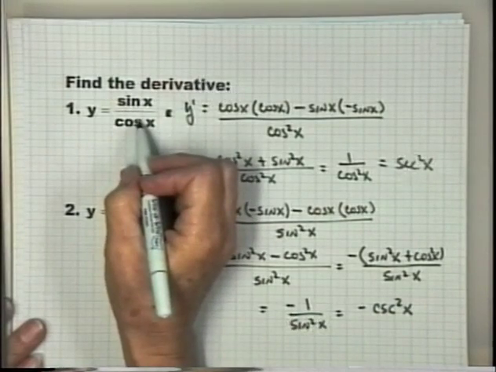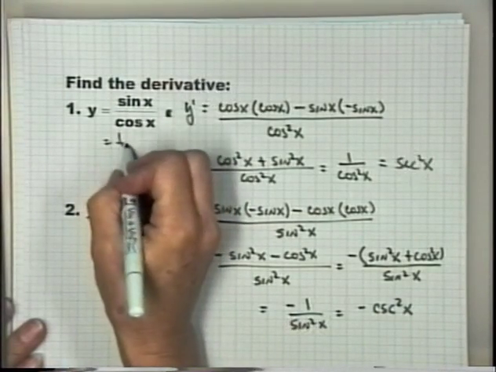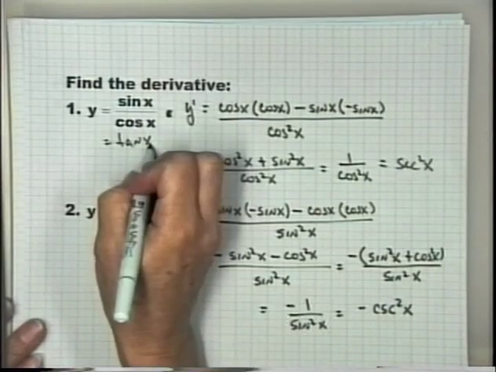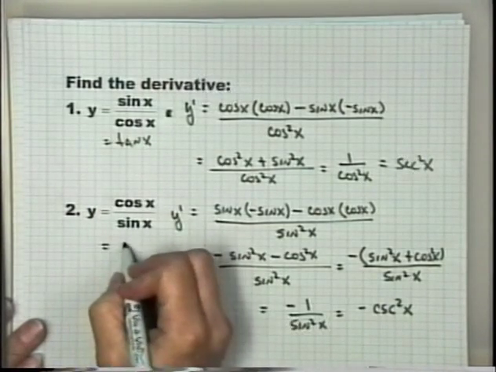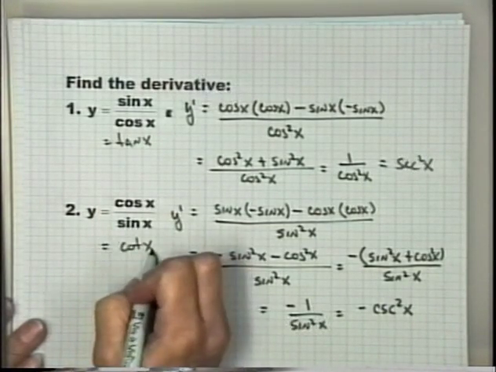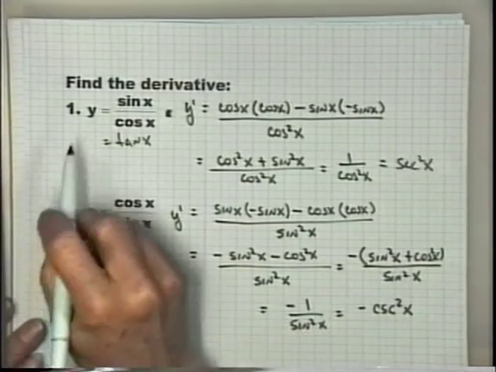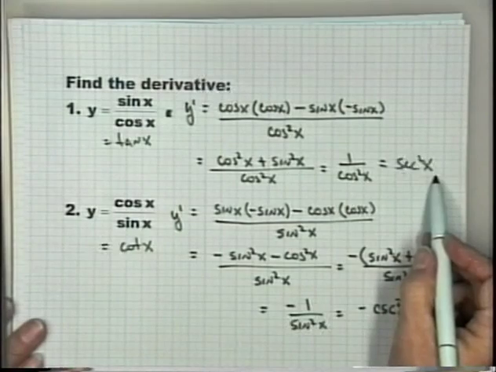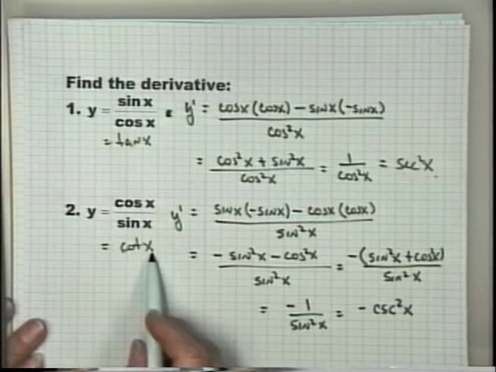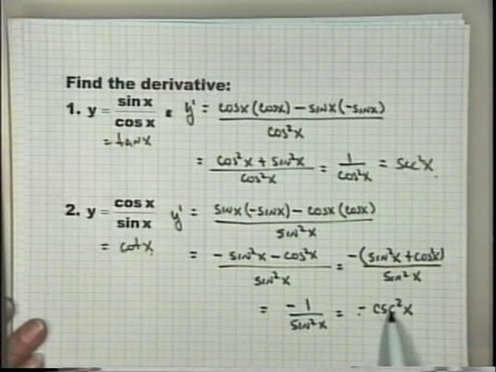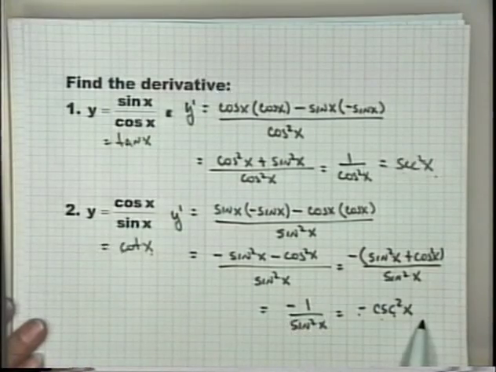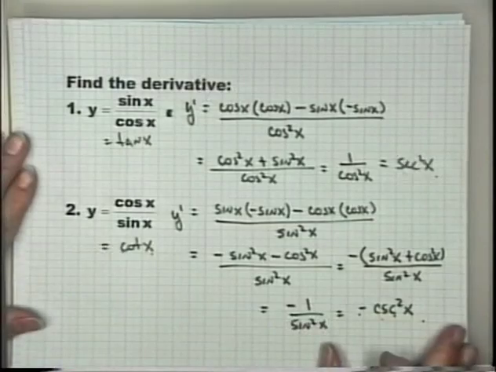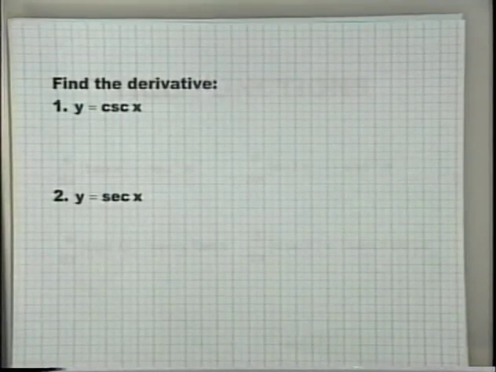What is sine x over cosine x? Isn't that tangent x? And cosine over sine is cotangent x. I think we've just shown here that the derivative of tangent x is secant squared x, and the derivative of cotangent x is negative cosecant squared x. We proved it using the quotient rule, didn't we? We'll put this on a screen for you in a second, and I will recommend that you memorize those. But let's look at these functions.